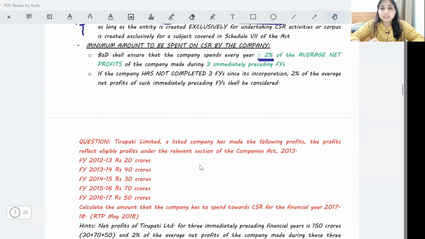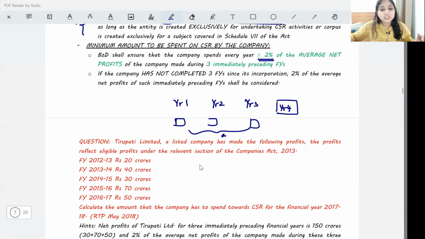Now we started learning the next point. We learned what is the minimum amount that the company is supposed to spend on CSR. We learned that for the last 3 years, you see what was the profit which the company made. Let us say we are in year 4 right now. So for the 3 preceding years, you see what was the company's profit. Then you find a simple average of this profit. Calculate 2% of that. This 2% is the minimum amount which the company is supposed to spend on CSR.